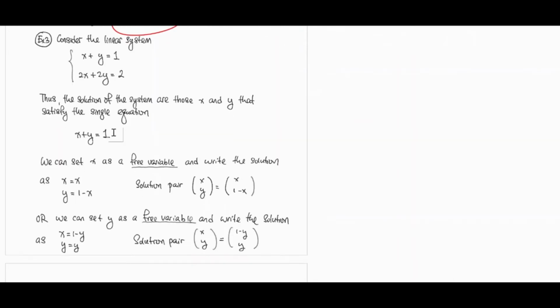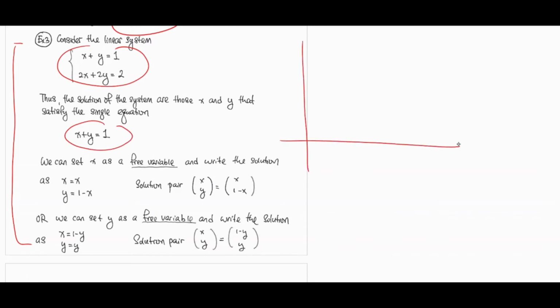Now we are going to look at another situation, the third example here, where you are given two equations, but you immediately realize that the two equations are actually the same equation. If you're looking at the line, so this is y, this is x.